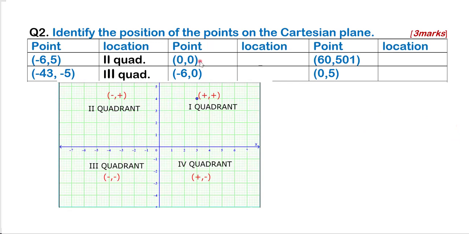Here, that is 0, 0, we know this is the origin. X is negative, y is 0. When y is 0, this point always lies on the x-axis. Both x is positive, y is positive, so this will lie in the first quadrant. And x coordinate is 0, y is 5, x is 0, so it is always on the y-axis.